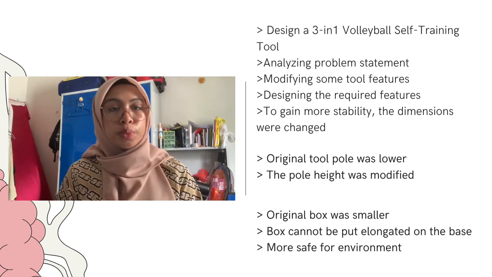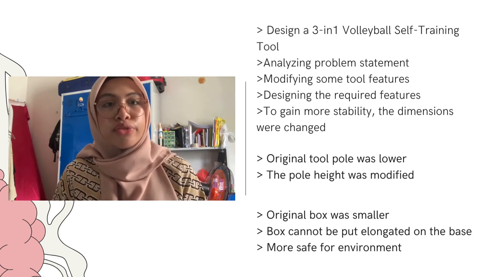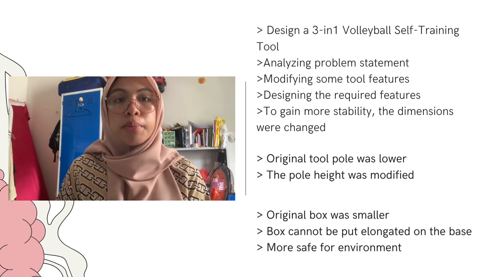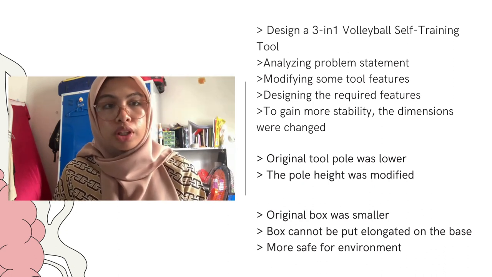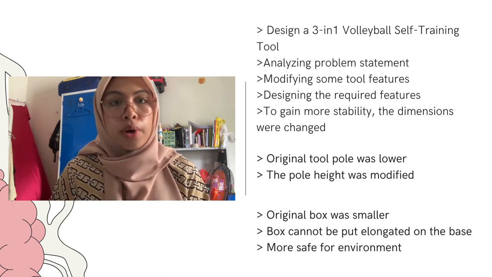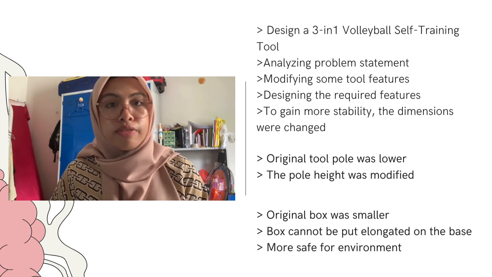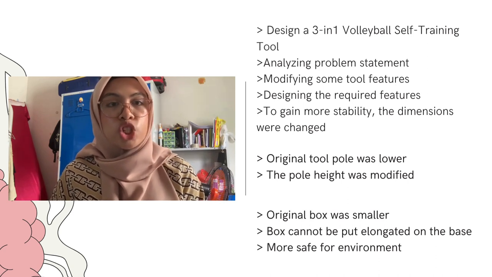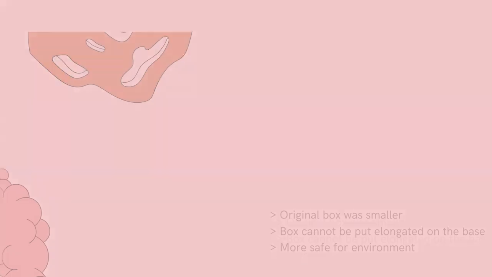The original tool pole was lower than the volleyball net, so it is unrealistic for it to function well, so we modified the pole height since the tool needs to throw higher balls to players. As for the box, the original box was smaller and it could not be placed elongated on the base. The purpose of the box is for players to put their balls in it so that it is safer for other people who walk around the court. For that to happen, we also changed the dimensions of the box so it is more suitable to put at the base.